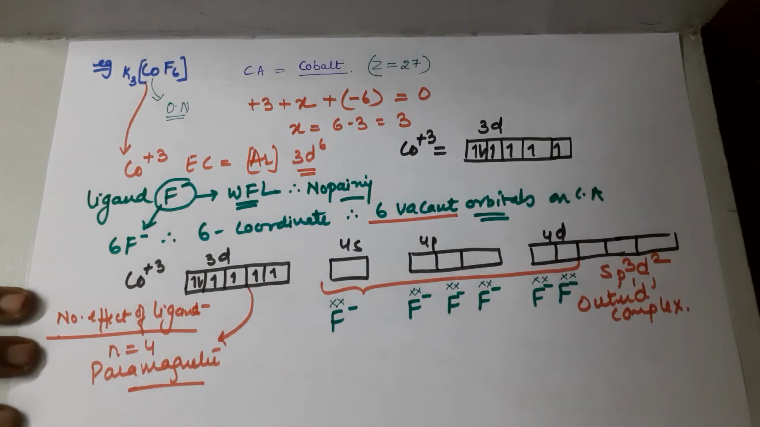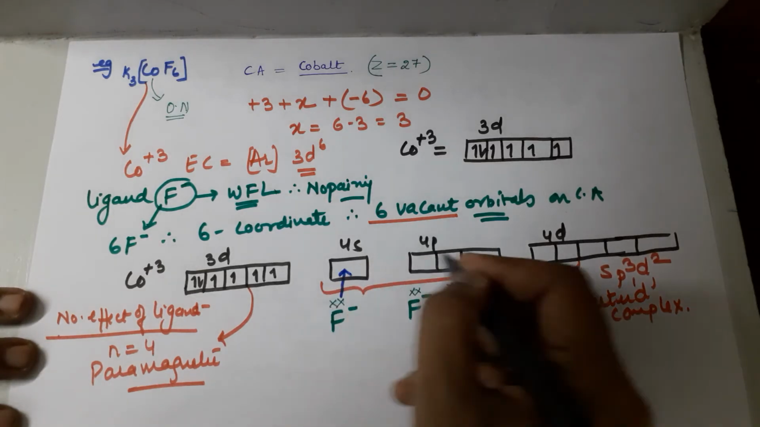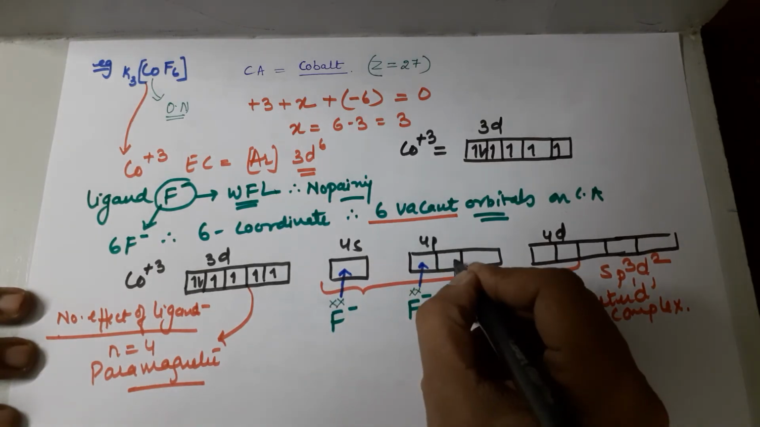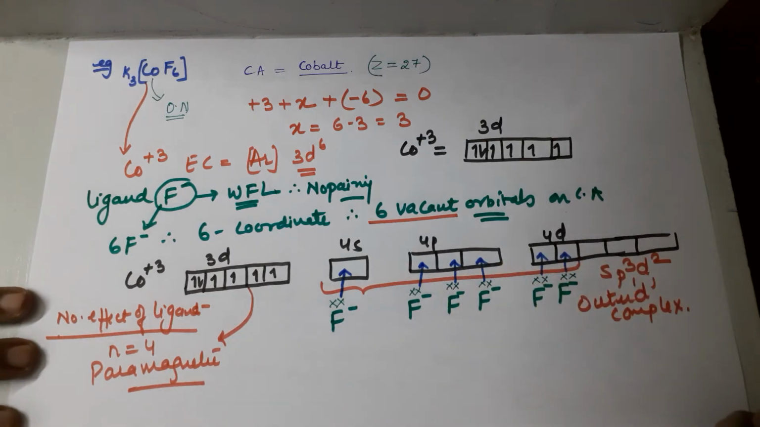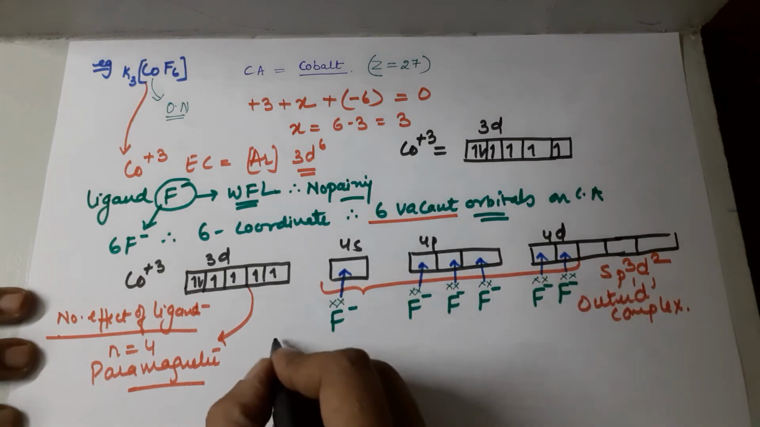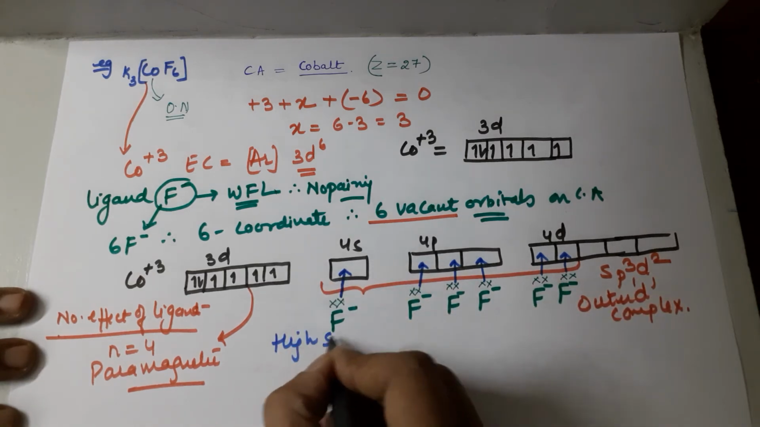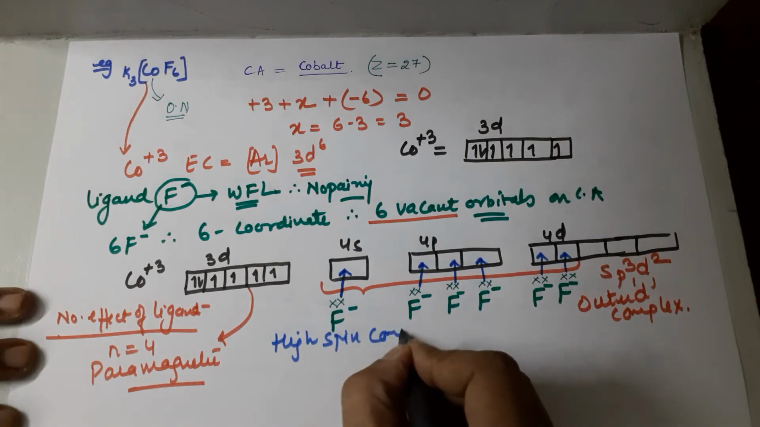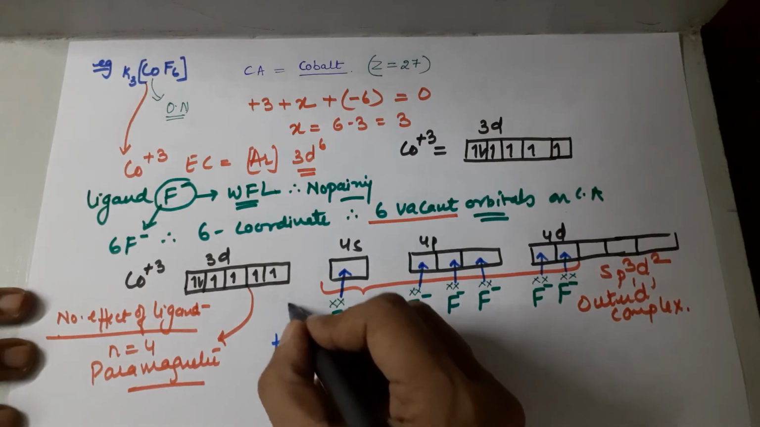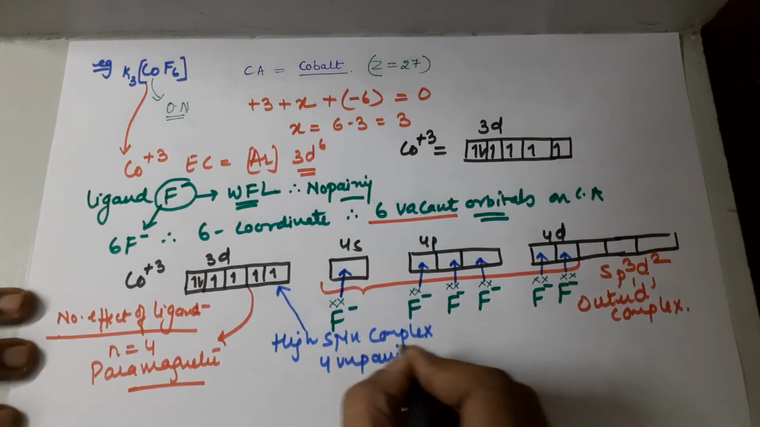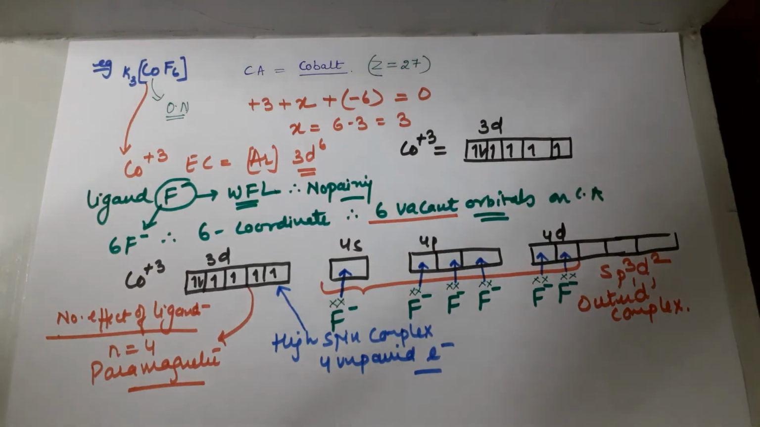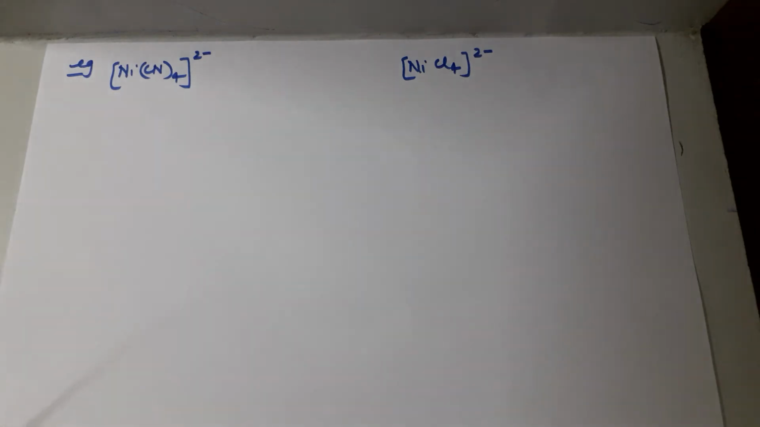And now you need to show the coordinate bond formation. So, this electron pair is shared here with this vacant orbital. This here, this here, this here, this here and this here. So, 6 coordinate bonds are formed. So, your complex is also said to be a high spin complex. Why is that? Because of the presence of 4 unpaired electrons. Fine. Moving on to the next 2 examples.